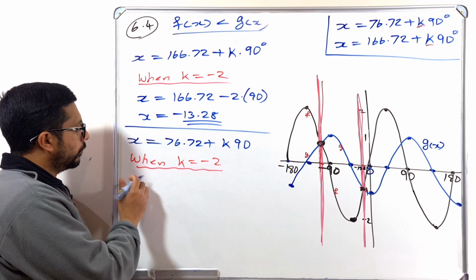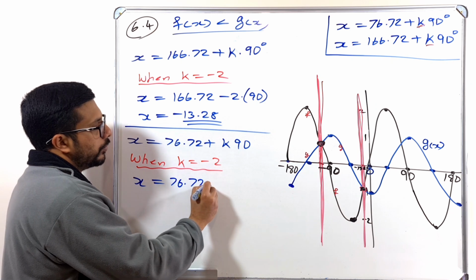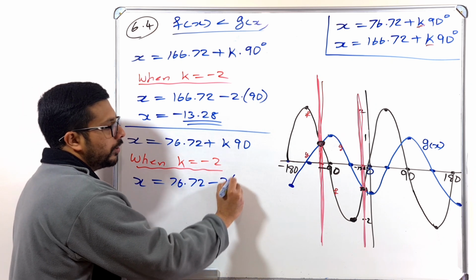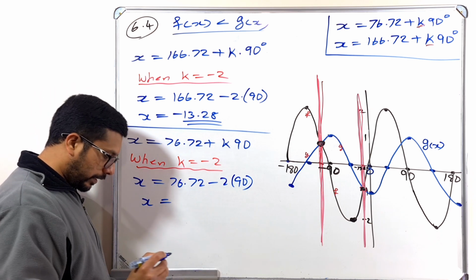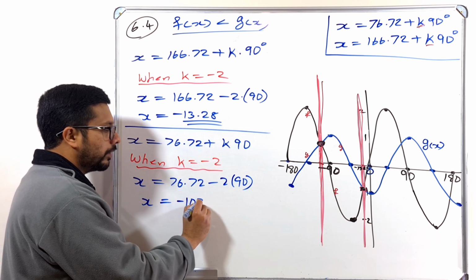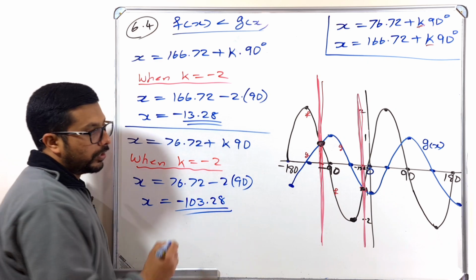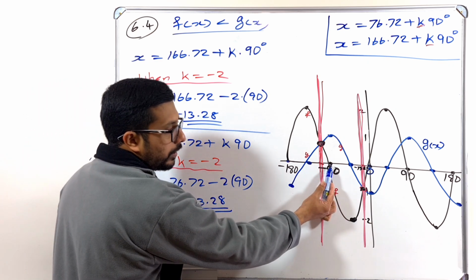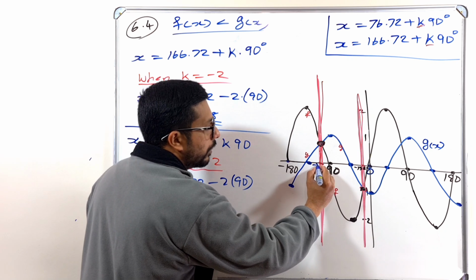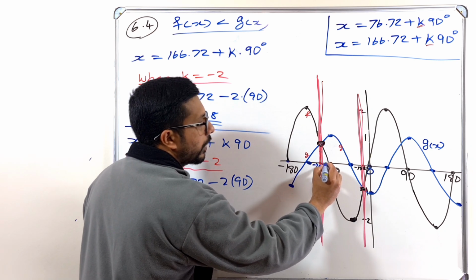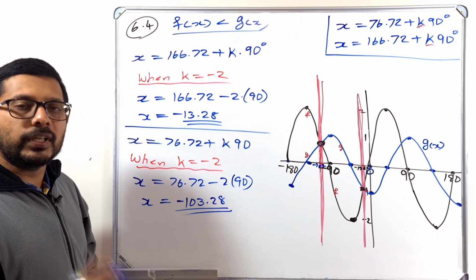X is equal to 76.72 minus 2 into 90. So check in your calculator, what is the answer? Minus 103.28. You can see that minus 103 is just after that minus 90, so we are correct. That means here it is minus 103.28. So now we can write the answer.